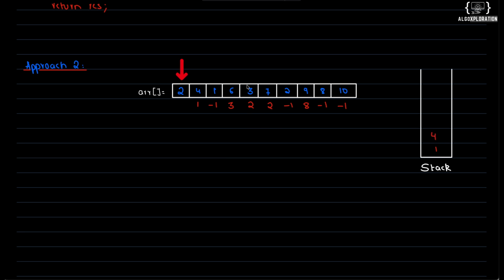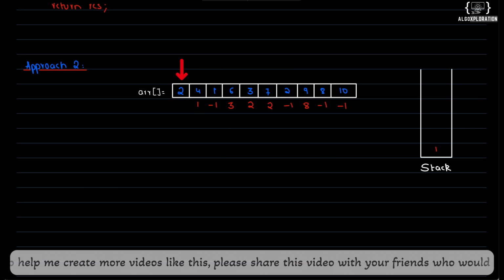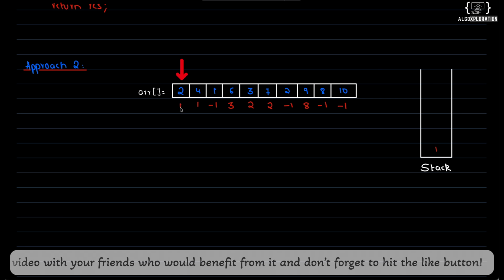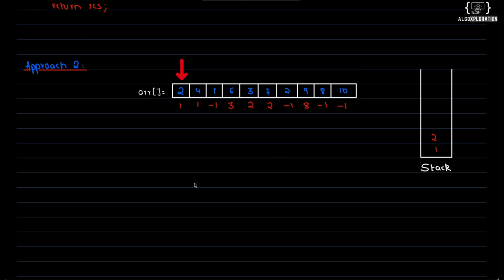And for 2, 4 can never be the answer, right? So I'll pop it. And why am I not popping this 1? Because this one is smaller than 2. So I'm not popping it. And for 2, the answer will be 1, and I'll store 2 over here. Now I can simply terminate since I have reached index 0. So in this way, we will be solving this problem.